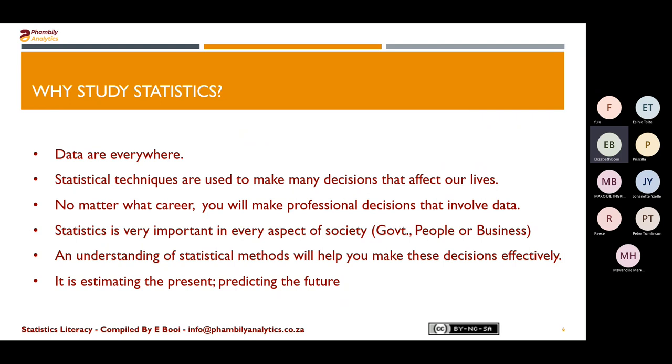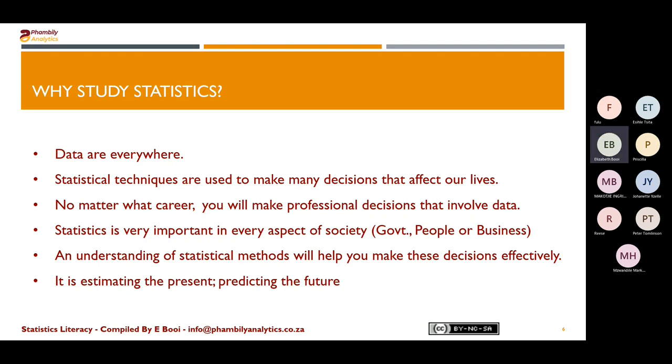Why do we study it? Data is everywhere. We know that statistical techniques are used by many, many government departments, many organizations, hospitals, schools, companies, like banks and insurance. They wouldn't know and understand their clients and what they need to offer them if they didn't use the data that they have.